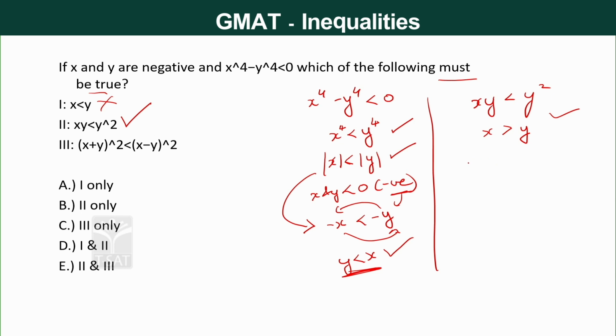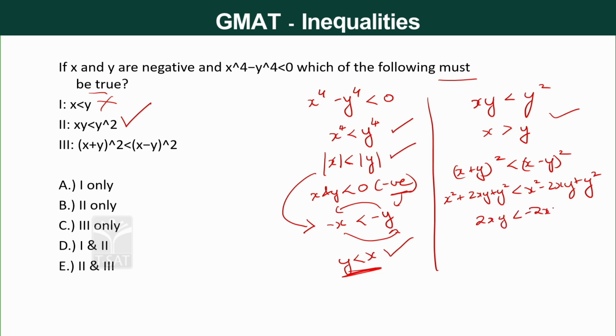Now, let us look at the third option. Third option says that x plus y whole square is less than x minus y whole square. Let us expand both sides. X square plus 2xy plus y square is less than x square minus 2xy plus y square. Subtracting both sides by x square plus y square, you are left with 2xy is less than minus 2xy. Taking this to one side, you will get 4xy is less than 0. That means xy is less than 0. I just divided it by 4 on both sides.